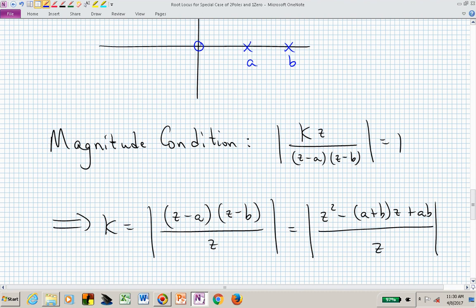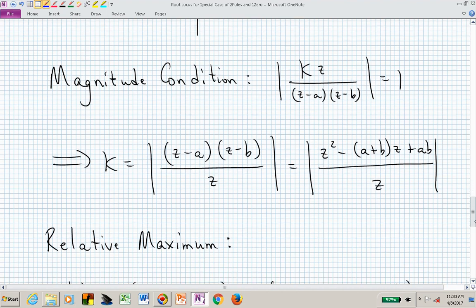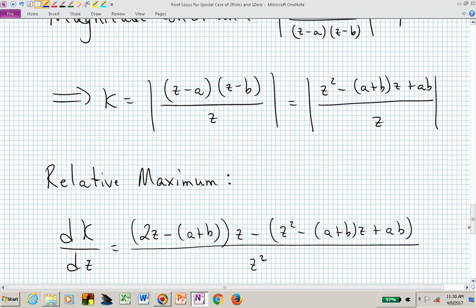Now, if we want to find the breakaway point, that occurs at a relative maximum. So what we could do is numerically evaluate this for values of Z between A and B and find where K is a relative maximum between A and B. That would be our breakaway point. We could do it analytically with some calculus by finding the derivative of K with respect to Z. This will just use the quotient rule.